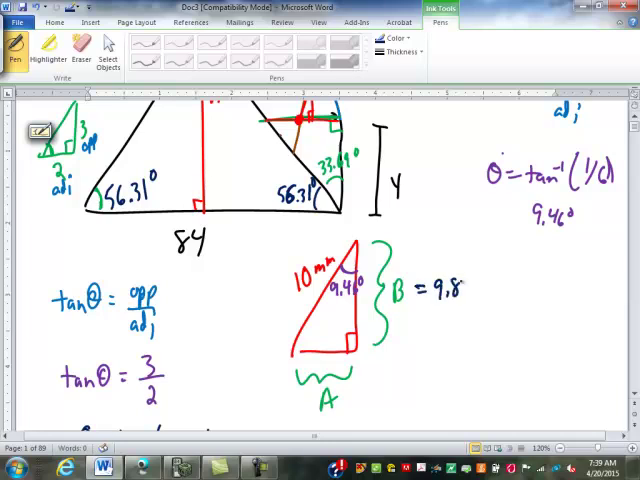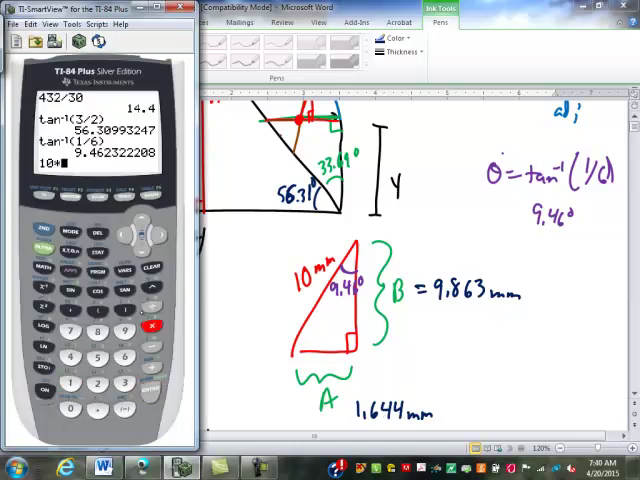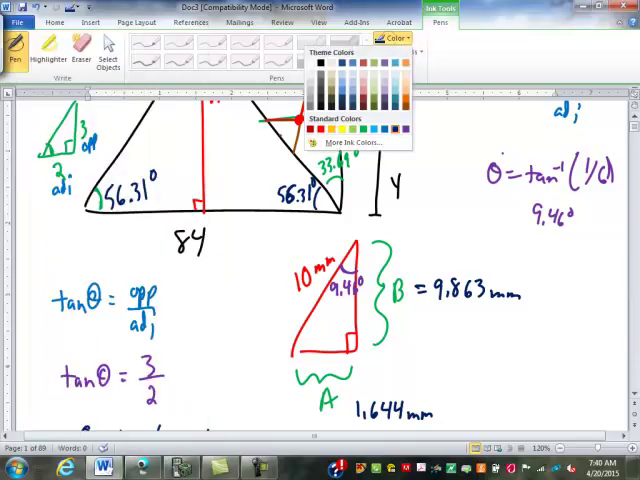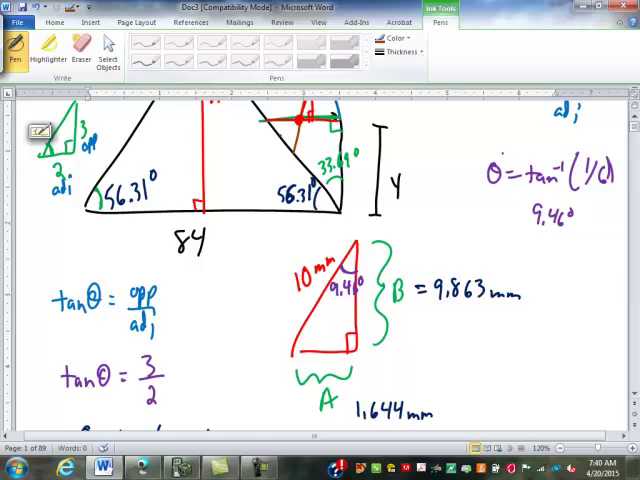For B, 9.863. For A, 1.644. Sound good to everybody? What's that? 1.633? Here, we'll double check it. I'm getting 1.644. Okay, so we have those dimensions.